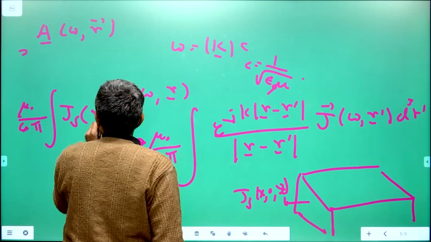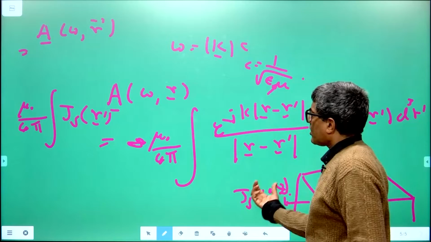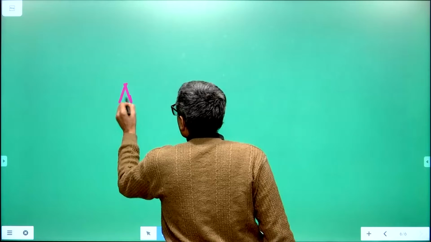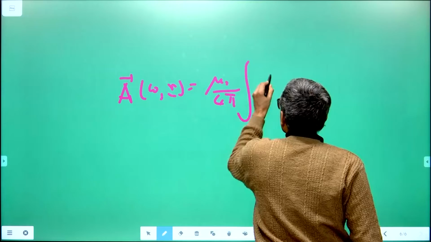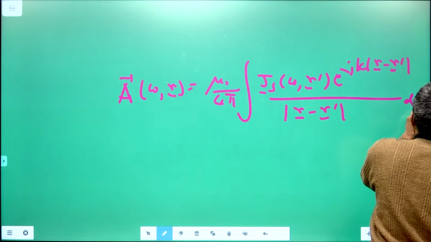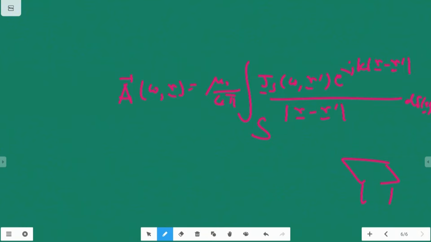R dash is the surface, parameterized by x and z, or it may be any two dimensional surface parameterized by two real free parameters u and v, as I mentioned just earlier. So it will be Js at r dash. The radiated fields will be A of omega r equal to mu 0 by 4 pi integral Js at omega r prime e power minus j k mod r minus r prime by mod r minus r prime ds r prime, where r prime varies over the surface. Ds is the surface element on the surface. In the case of the RDRA, ds r prime is simply dx dz. This will be the radiated magnetic vector potential.